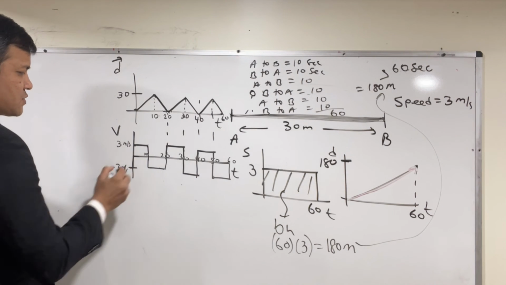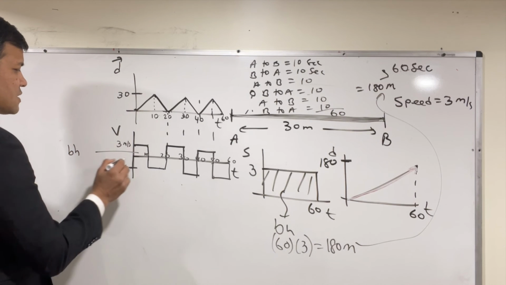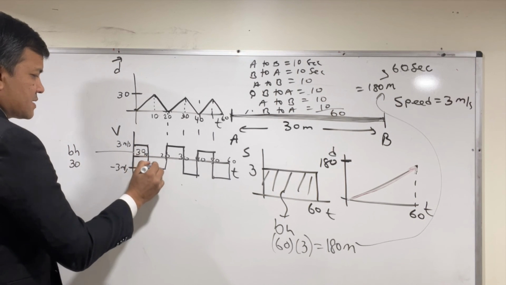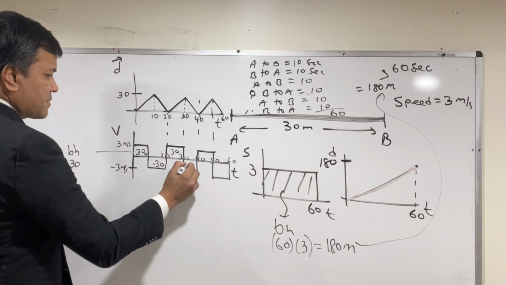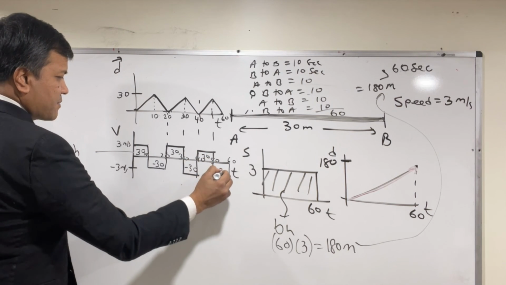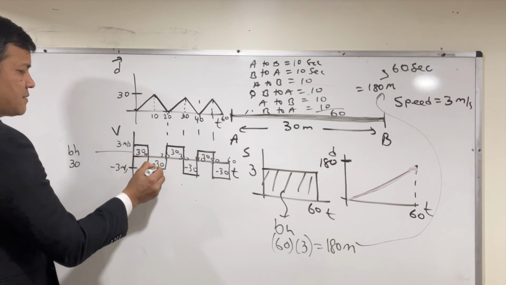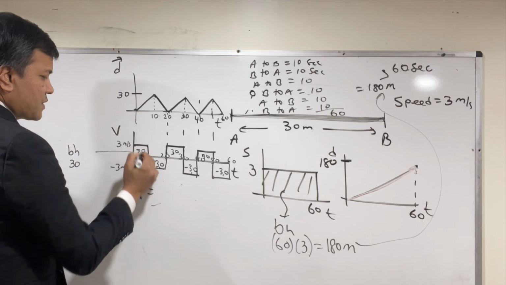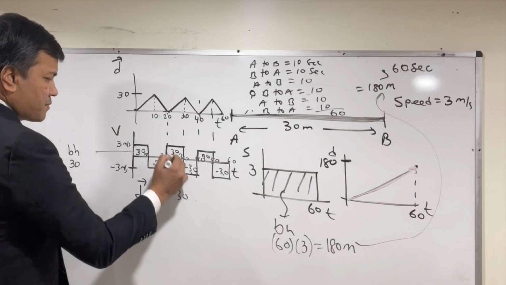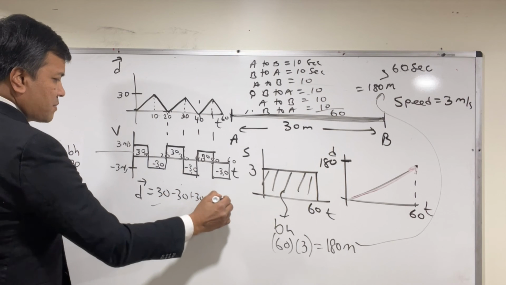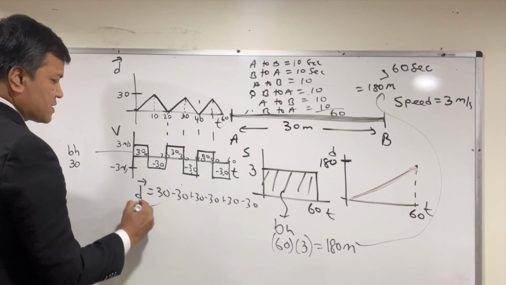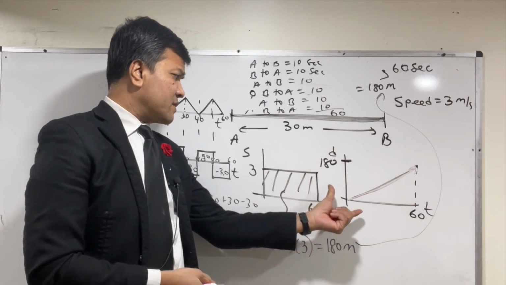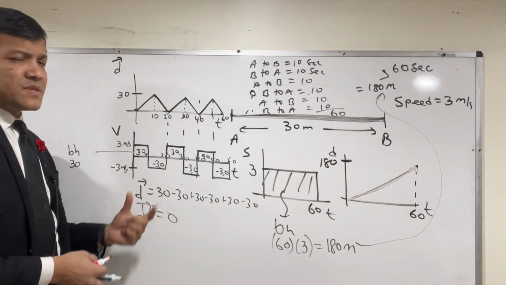Alright. So this one is BH. So this is 10 times 3 is 30. So this is 30. This is negative 30. This is 30. This is negative 30. This is 30. This is negative 30. So 30 negative 30 is 0, three times. So total displacement would be 30 minus 30 plus 30 minus 30 plus 30 minus 30. So total displacement would be 0, and that makes sense, right? So this is what I was looking for, dt, st, displacement versus time, velocity versus time.